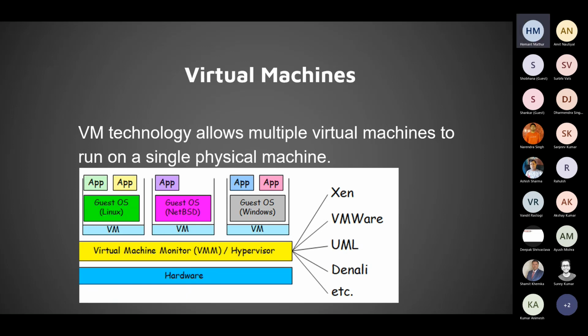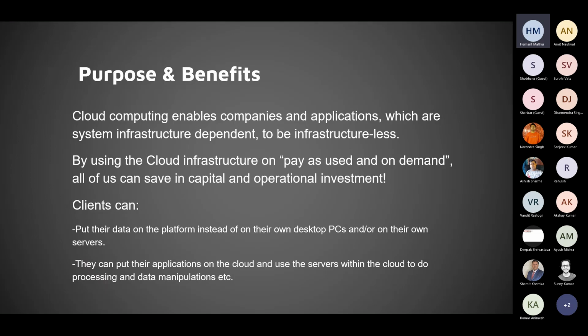This is just an example that shows where you have the hardware, and then there's a virtual machine monitor, which is the software that actually allocates resources to different VMs, as many VMs as you would like to run, depending on the resources available and the limitation of the hardware. This is just an example of running multiple VMs on a single physical machine.